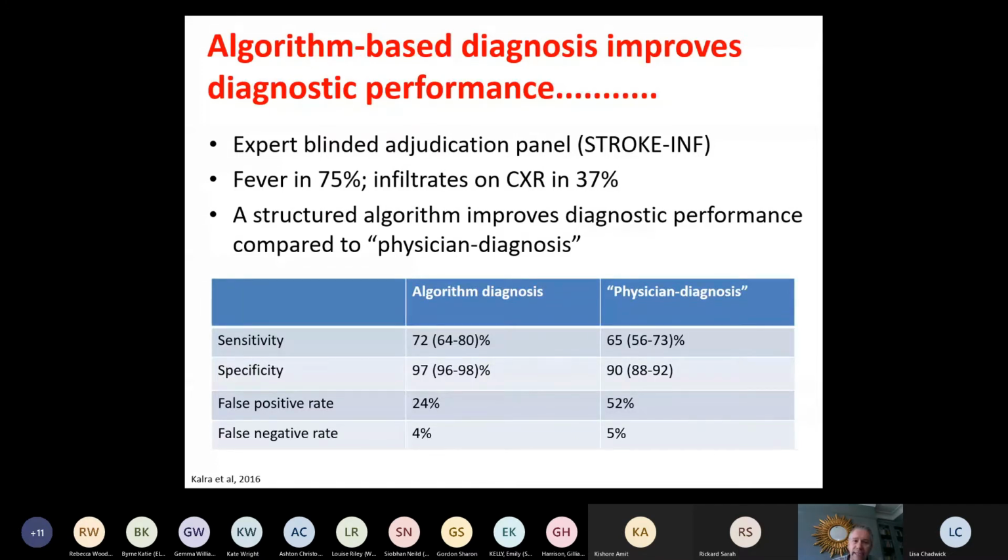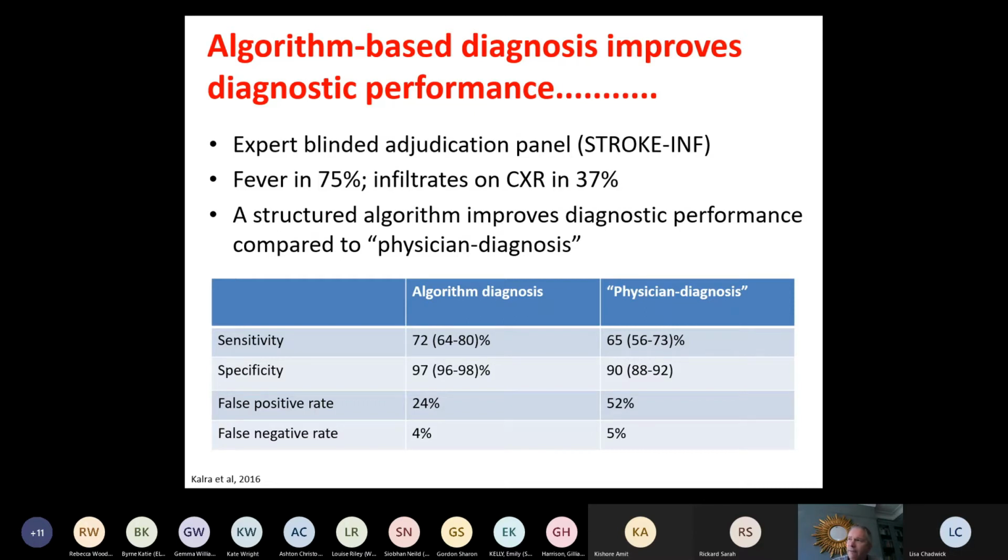Specificity is the number of people that really didn't have SAP that were truly correctly classified as not having SAP. So you can see that the sensitivity of the algorithm diagnosis was not brilliant at only 72%, but it was certainly better than physician diagnosis on its own.